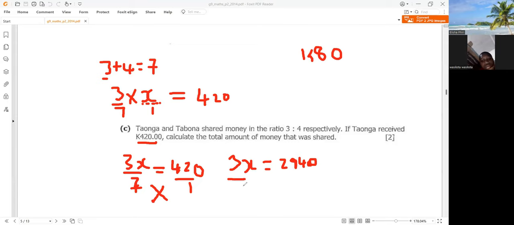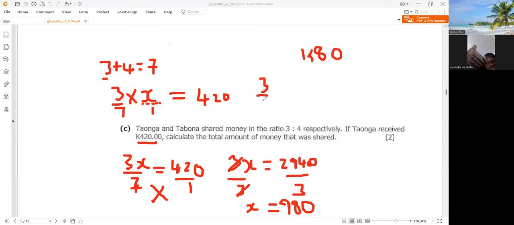How then do we find the answer? We say 3 out. We remain with x, which is equal to 2,940 divided by 3, that's 980. So initially there was 980 kwacha. From the 980 kwacha, this one walked away with 420. And we can prove that. If you're given the total amount of the things that were shared among people or between two people, you simply say, okay, just what you did, 3 on top, and then you add the ratios, then multiplied by 980.